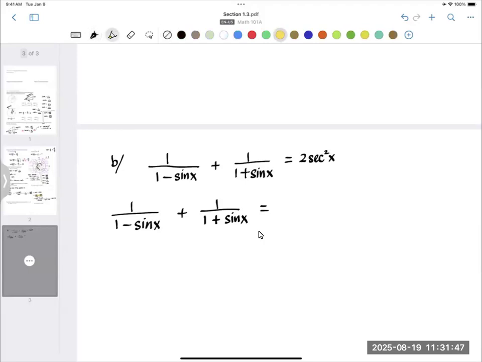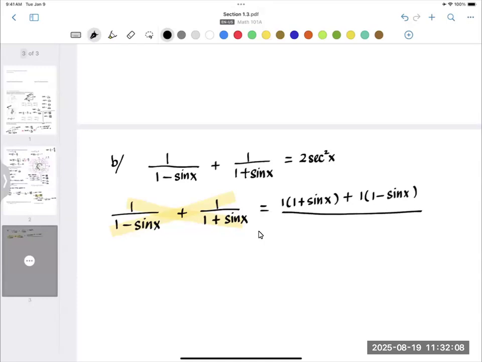I'm going to combine the fractions by cross multiplying like this. So we have 1 times 1 plus sine x. And then because of the addition in the middle, we have plus 1 times 1 minus sine x. And then all over the bottom, these two multiplied, we have 1 minus sine x times 1 plus sine x.